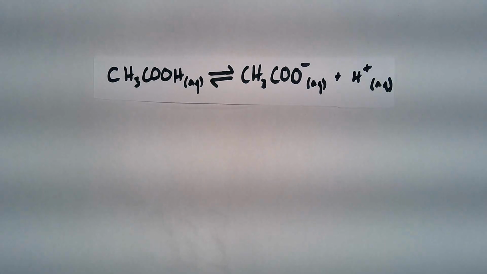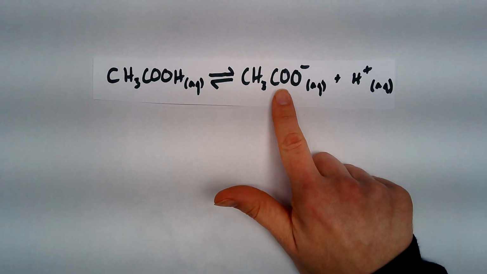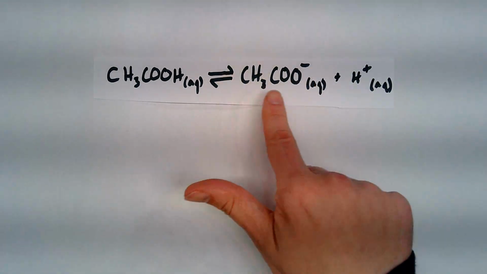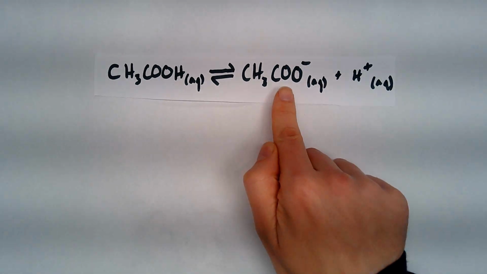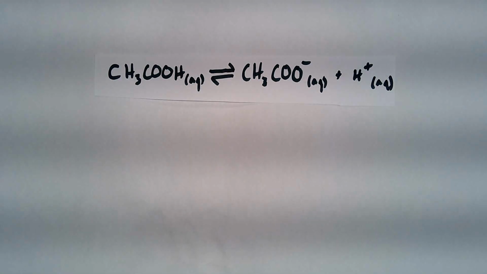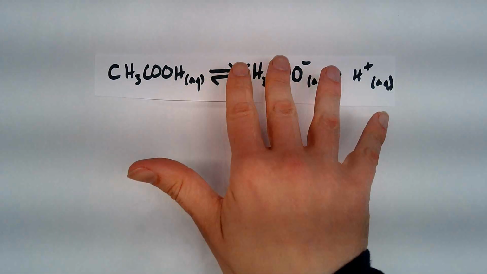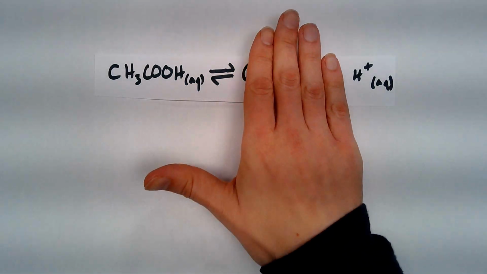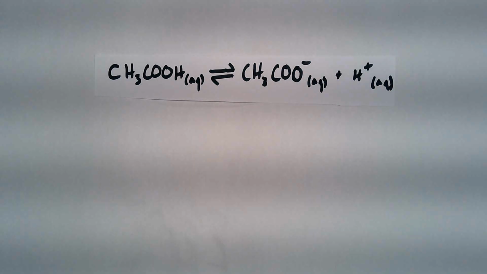Let's now have a look at what would happen if you had a solution of sodium ethanoate, something which contained just the ethanoate ions. If we had ethanoate ions, they would react with H plus from the water to form a small amount of the ethanoic acid. So it would still be in equilibrium, but this time we've got a lot more of the salt compared to the acid.